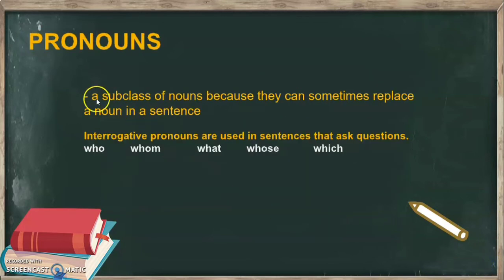Pronouns, we already learned what pronouns are. Pronouns are subclasses of nouns. They replace the noun in a sentence, right? But we have one kind of pronoun which is called the interrogative pronouns: who, whom, what, whose, which, which we have seen before in our interrogative determiner. They're the same, right? Same words.